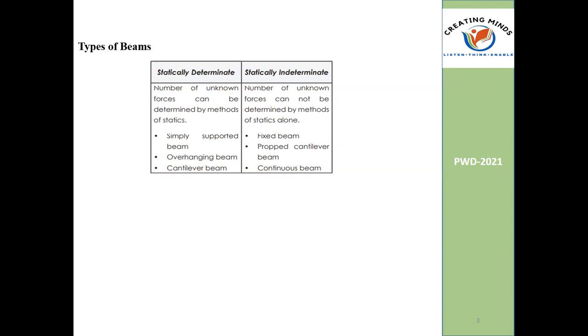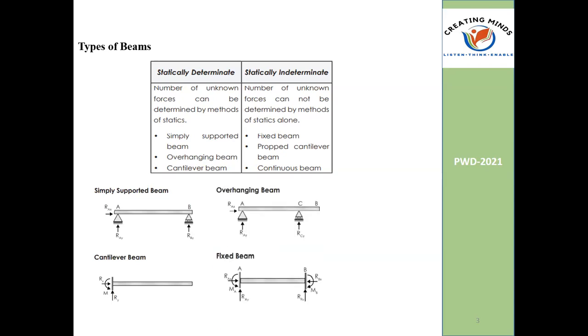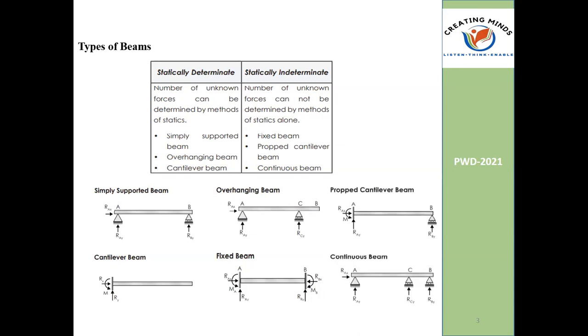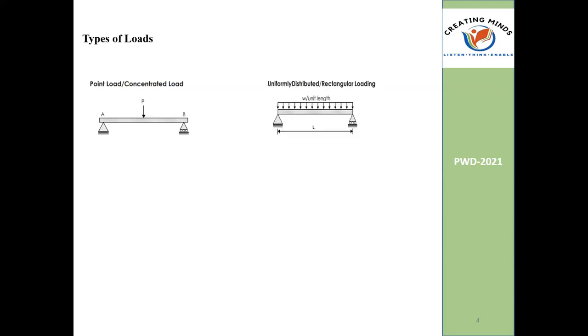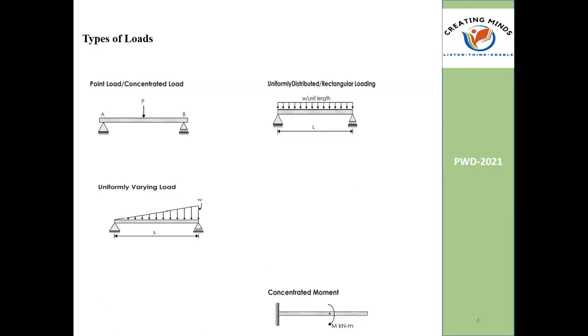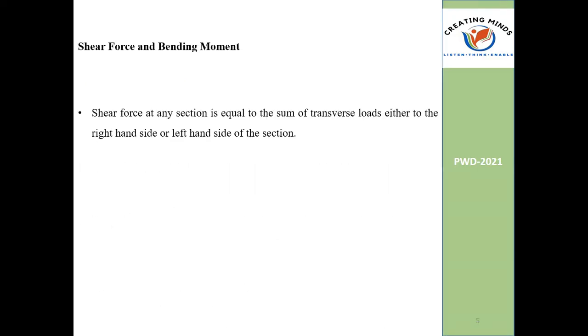I have also explained with neat sketches. These are the simply supported beam and cantilever beam. Here, overhanging beam, fixed beam, propped cantilever beam, continuous beam. These are a few examples I have shown in the figure. I have already explained point load, also UDL, UVL and couples. Any doubts? Next, shear force and bending moment diagram.